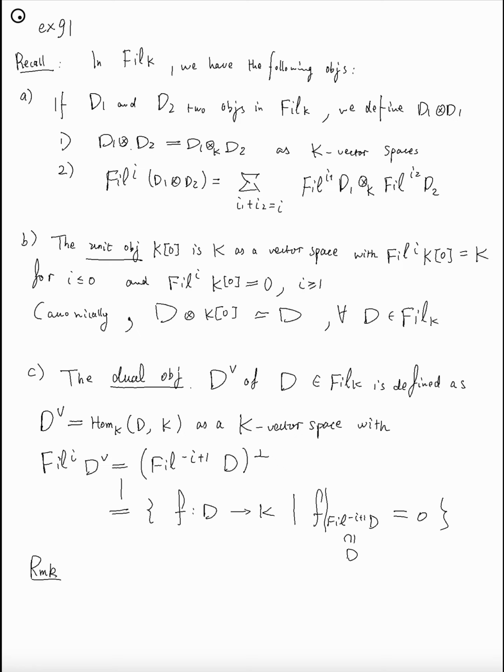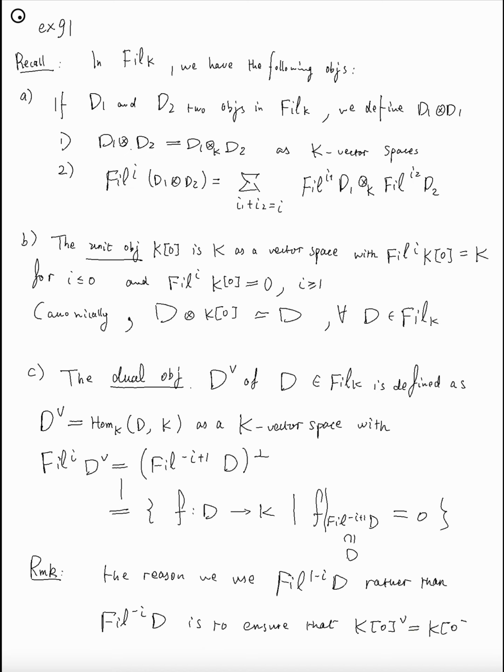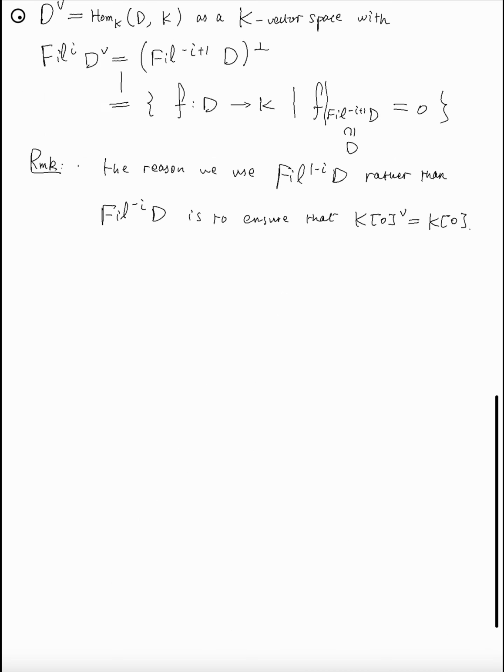A remark for this condition: the reason we use the strange Fill^(1-I) of D, rather than Fill^(-I) of D, is to ensure that the dual of K0 is still K0, the unit object.